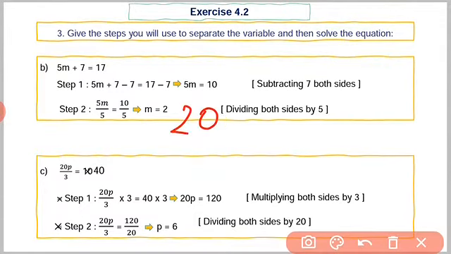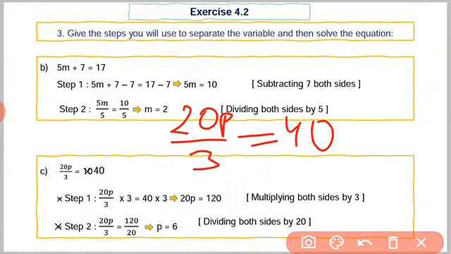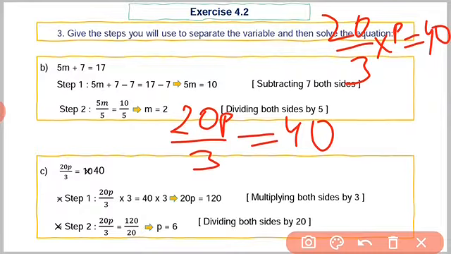The equation is 20p by 3 is equal to 40. So we can see that there is 3 in the denominator and 20 in the numerator with p, or we can say that 20 by 3 multiply p is equal to 40. So either we can multiply both sides by 3, or we can divide both sides by 20 in the first step. So the first step I am choosing is I will remove this 3. So for this I will multiply 3 on both sides.